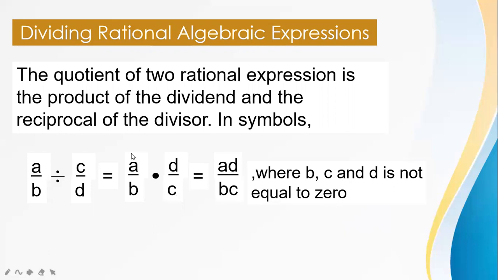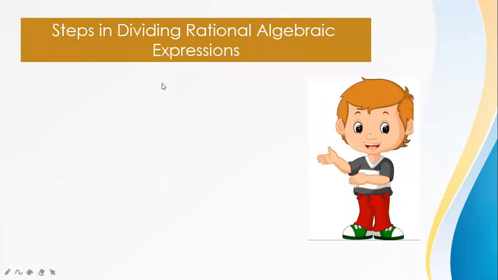So we have same procedure on how to divide fraction and how to divide rational algebraic expression. But take note that your B, C, and D is not equal to 0 because if your B and C, including D, is equal to 0 and therefore they call it undefined. And the answer is not rational algebraic expression. So these are the steps in dividing rational algebraic expression.